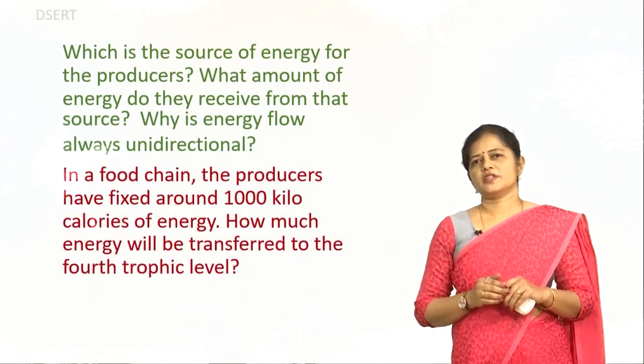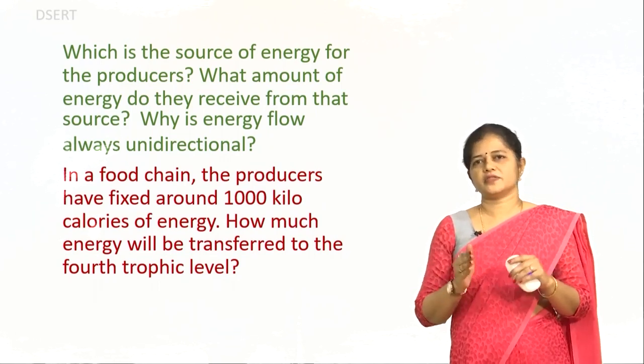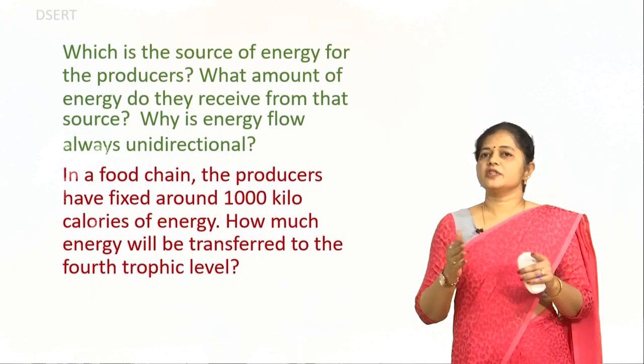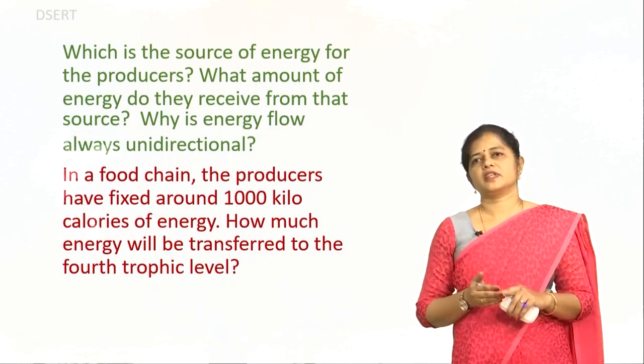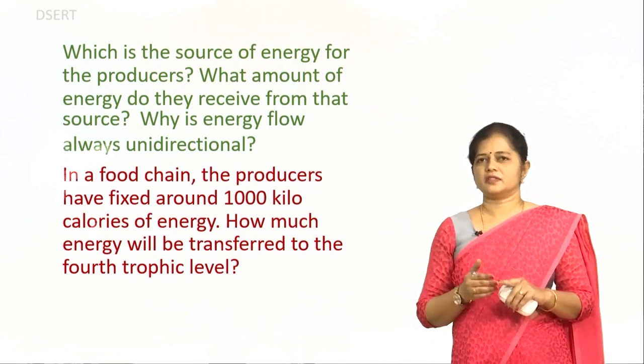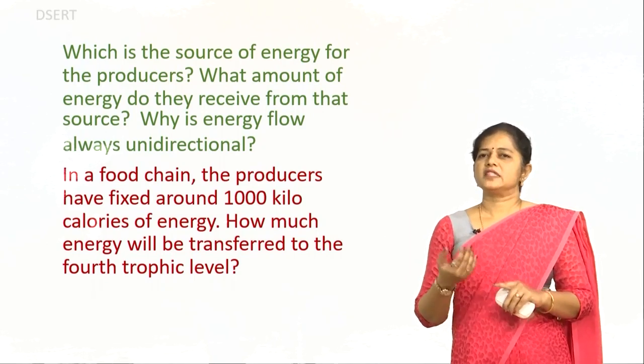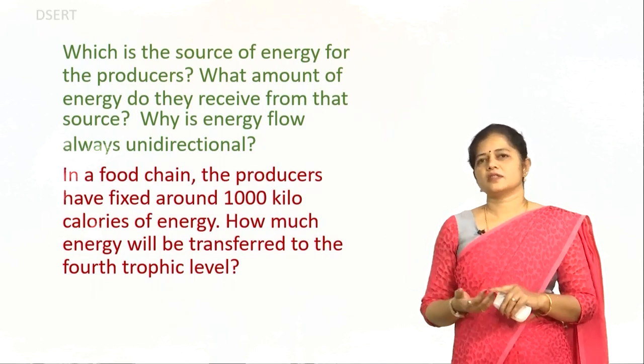Now there is another question. In a food chain, the producers fix around 1000 kilocalories of energy. How much energy will be transferred to the next trophic level, or ultimately the fourth trophic level? So it can be asked anyway. Now you have to use the 10% law to answer this question.